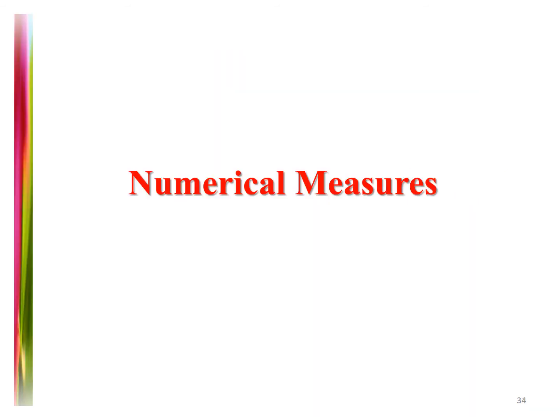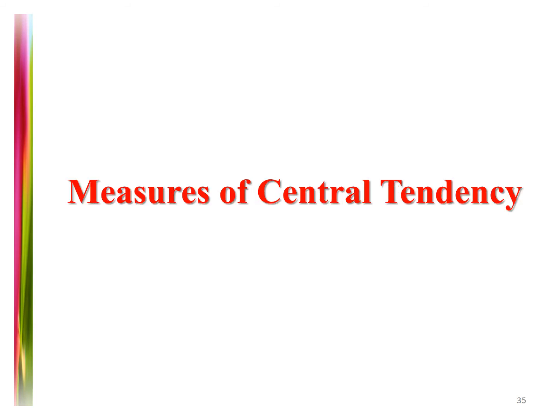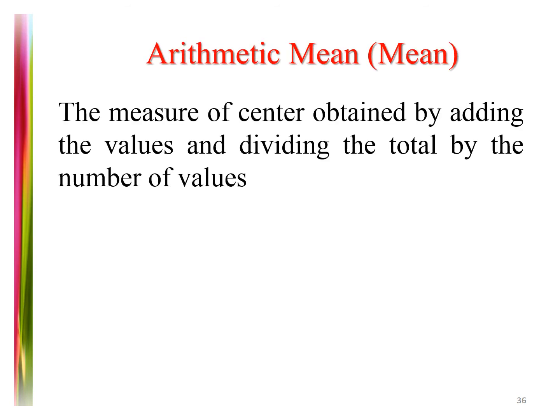Okay, so next, numerical measures. In this case, we mainly have three numerical measures. First, measures of central tendency, then measures of variation or dispersion. First, measures of central tendency. We have three important measures of central tendency: mean, mode, and median. First we are going to discuss the mean calculation, usually called the arithmetic mean.